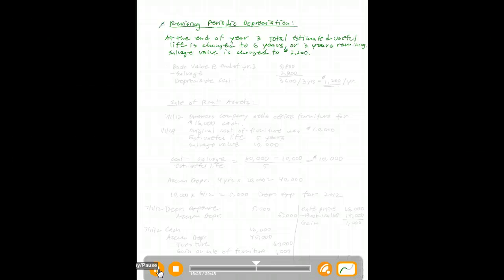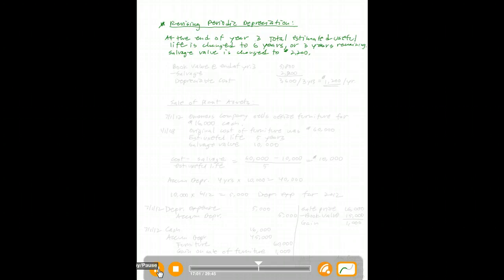Okay, let's look at what happens when you revise the depreciation. This comes into play when one or both of your estimates changes. So in this example, for this truck, at the end of year 3, the total estimated useful life has changed to 6 years, or another way of saying it would be there's 3 years remaining instead of just 2. And at the same time, we're going to change our salvage value from 1,000 to 2,200.